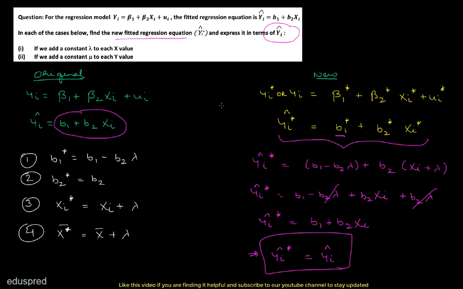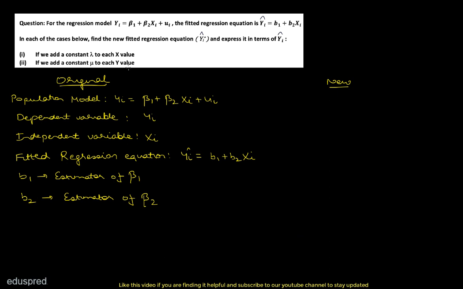Now we have to do the same type of exercise for the second case. The only difference is that in the second case, we are going to change the dependent variable and we are not changing the independent variable. Now see, we have the same type of story over here. It's just that now we are adding a constant mu to each y value. So to understand this, let's take a look at the data. So let's say this is how the data looks like.